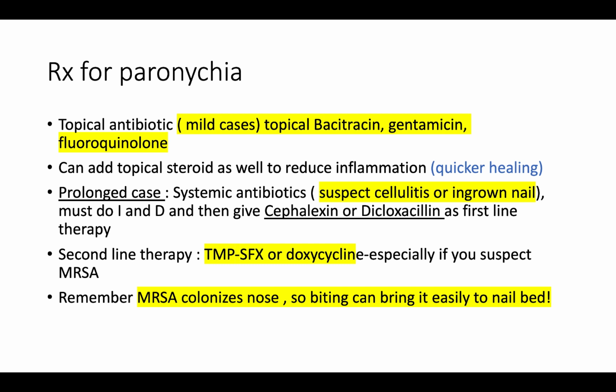Anti-staph medication. Second line اللي هو trimethoprim or doxycycline, especially if you suspect MRSA. هنا هذا اللي بخوف هنا. MRSA, your first line would be thinking, especially in the community, is this. So, you know, MRSA colonizes the nose, so a person who keeps biting their nail can easily bring MRSA into their nail bed.